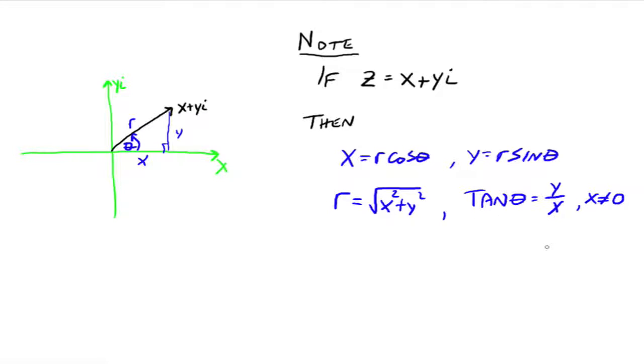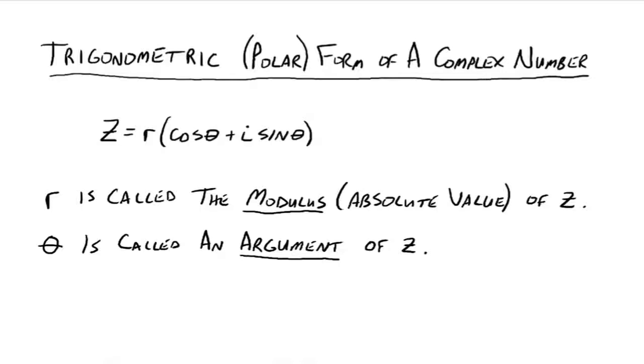All that should look familiar from when we were playing with right triangles and trig. All we're doing is expanding that out to the complex plane. So these four things here are going to be important to remember. Now, if we take x equals r cosine theta and y equals r sine theta and substitute that into our complex number up here, z equals x plus yi, we get the following. It's called the trigonometric or the polar form of a complex number. You get z equals r cosine theta plus i r sine theta, and you end up factoring the r out. And so that's why it looks like this.